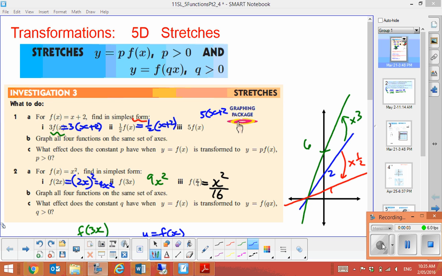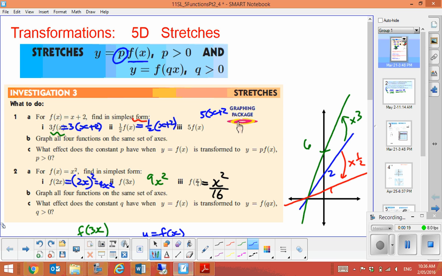Hi everybody. We're going to just go through 5D, these stretches. So again, we want to look at how it affects the Y value and how it affects the X value. We've seen before things outside of the f of x notation, like this P, you're going to see is affecting the Y value. And these written inside this f of x notation, connected to the X, affects the Q values.